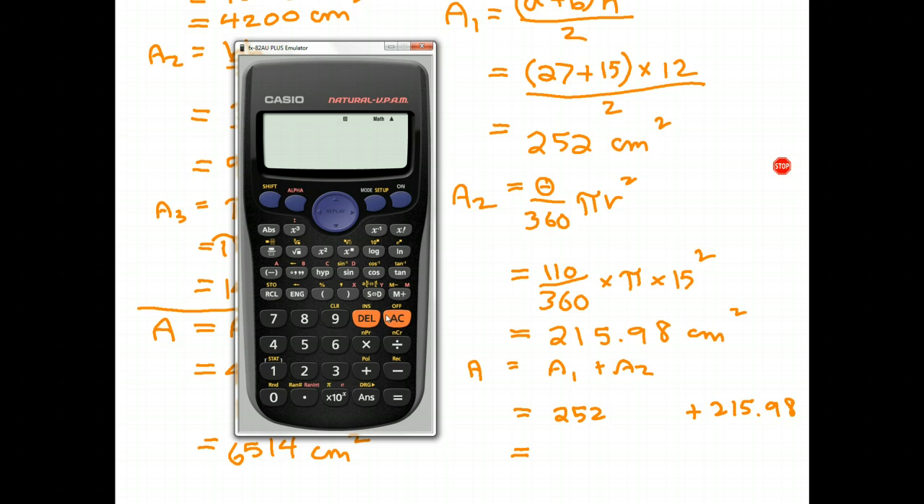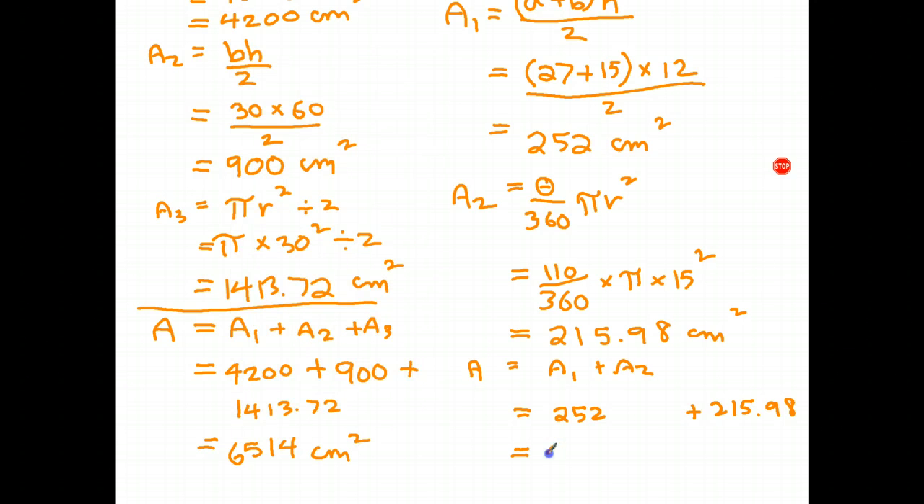Add those two numbers together. So calculator once again. 252 plus 215.98. Okay, looks good. Equals 467.98. Now I need to round that to the nearest whole square centimeter. So 467.9, that's going to round up to 468. 468 centimeters squared. And there are the two correct answers.